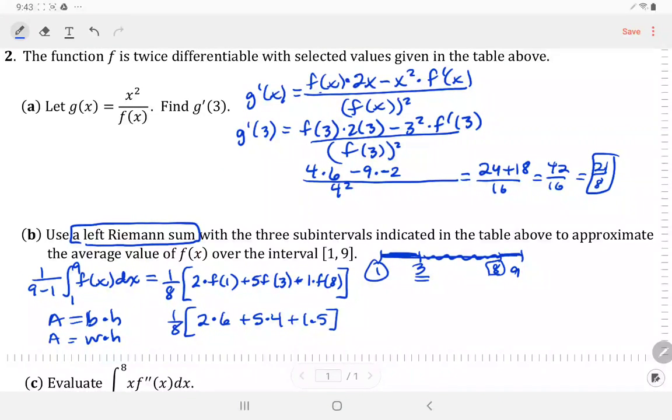And then AP lets you leave it like this, but that would be hard for me, even though technically we should leave it like that. Okay, so this would be 37 over 8. Okay.